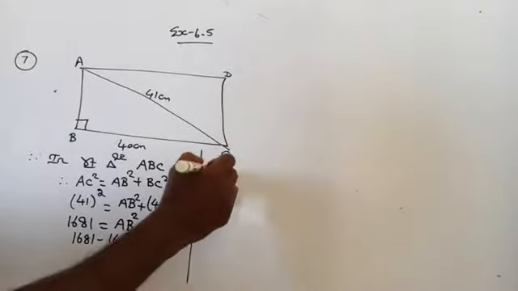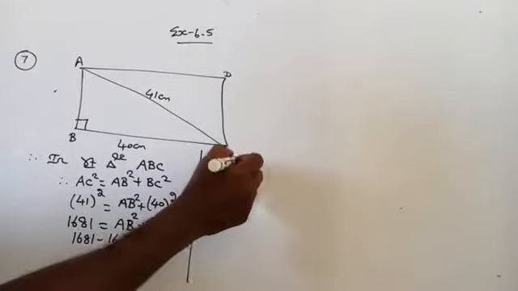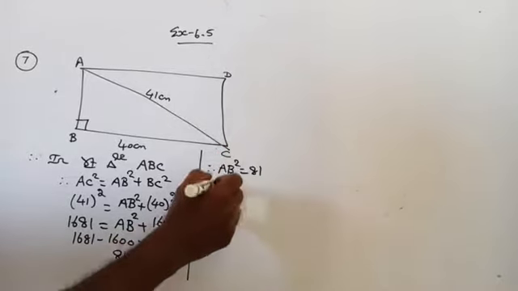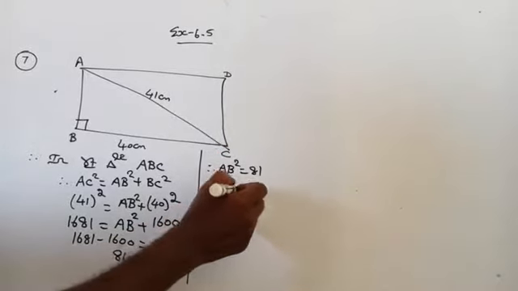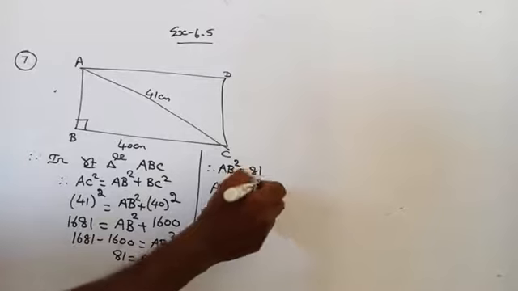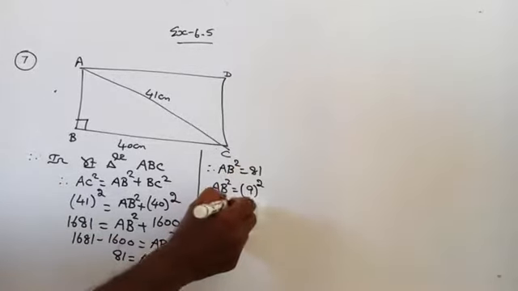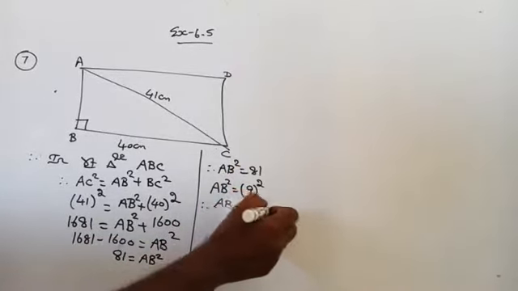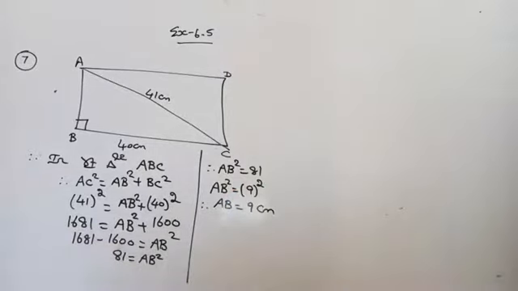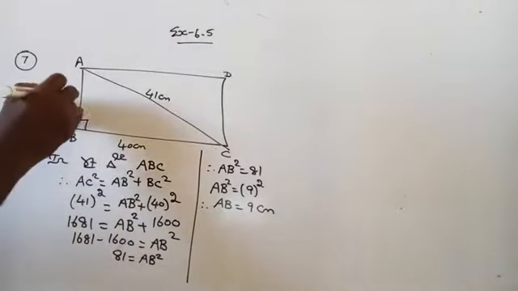Therefore AB square equals 81. Then AB square is equal to 9 square. Therefore AB equals 9 centimeter. 81 can be written as 9 square, 9 nines are 81. That's what yesterday I asked you to learn, the square table from 1 to 30. Am I right here? Yes. Now we got AB equal to 9 centimeter.